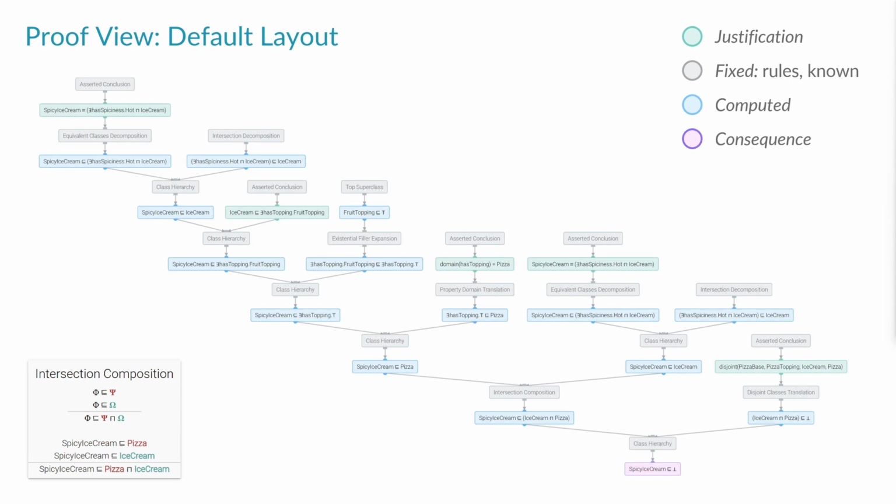Blue nodes contain the inferred axioms which were computed in the intermediate steps between the justification and the final conclusion. And lastly, the root node is made to stand out with purple and pink to remind us that it is the consequence under inspection.